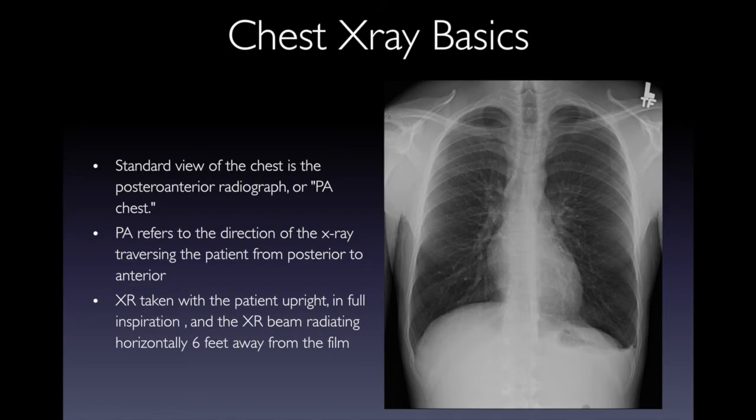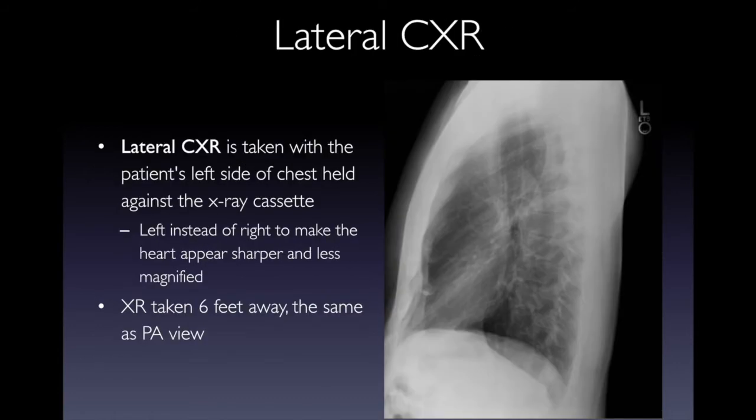This stands for posterior to anterior. The PA refers to the direction of the x-ray as it traverses the patient. The x-ray typically is taken with the patient upright in full inspiration, roughly 6 feet away from the film. The second standard film for a chest x-ray is a lateral, which is taken from the patient's left side against the x-ray cassette. This is also taken from roughly 6 feet away. Both of these films are done in the x-ray suite.